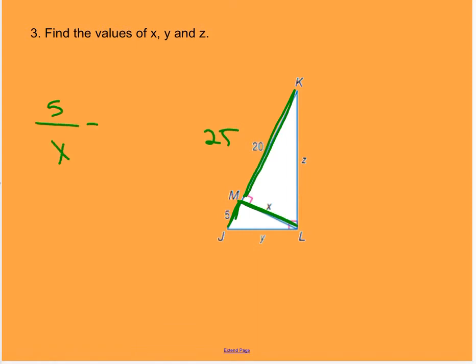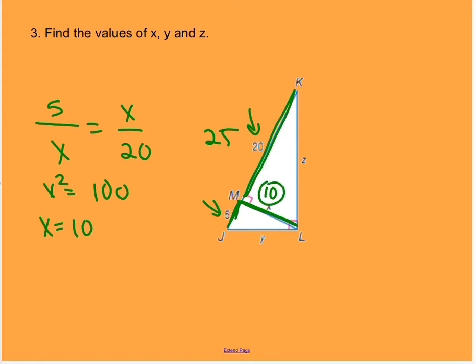But what I do know is this. 5 over X has got to be equal to X over 20. That's just what I just said. Altitude is a geometric mean between the two pieces that it cuts up. So X squared equals 5 times 20. 5 times 20 is 100. So X is going to be equal to 10. Okay, so this guy's 10.